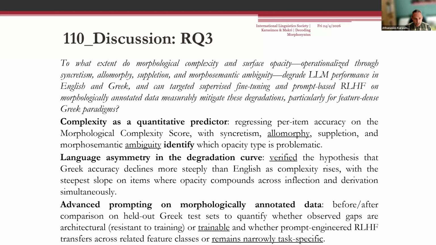And we also saw that, in advanced prompting on morphologically annotated data, we did a before and after comparison on specific kinds of test sets, and we tried to quantify whether the observed gaps are architectural or trainable. We saw that it was trainable, since with prompting we solved some of this issue. We also asked whether prompt engineering and reinforcement learning from human feedback transfer across related feature classes or remain narrowly task specific. Unfortunately, it was task related.